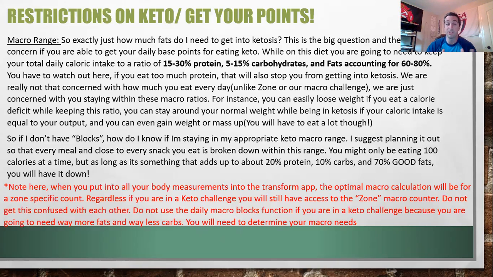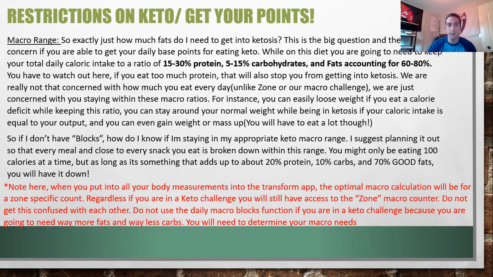So if you're familiar with Zone at all, if I don't have blocks, how do I know if I'm staying in my appropriate keto macro range? Well, I suggest planning it out so that every meal or snack that you eat stays within this range of protein, carbs, and fats, okay? You might only be eating 100 calories at a time per snack or meal, but as long as you eat somewhere around 20% protein, 10% carbs, and 70% good fats, boom, you're going to get in ketosis, okay? So everything that you eat, just try to keep it in that macro range, and it doesn't really matter how much of it is, okay?